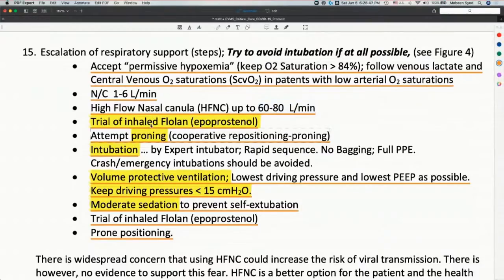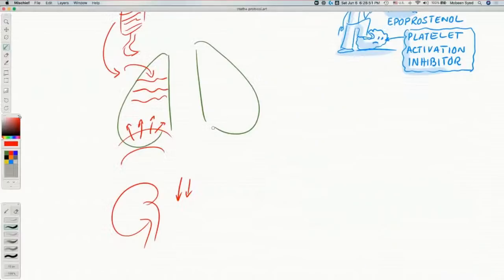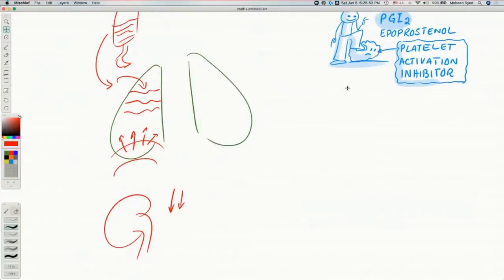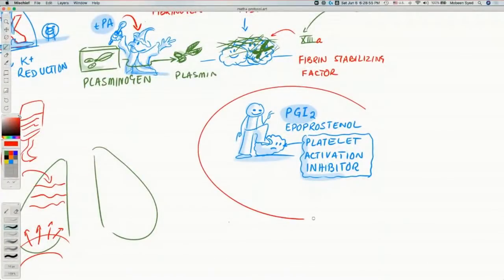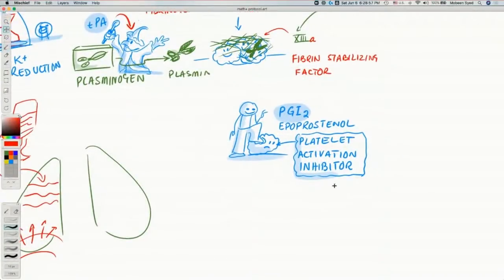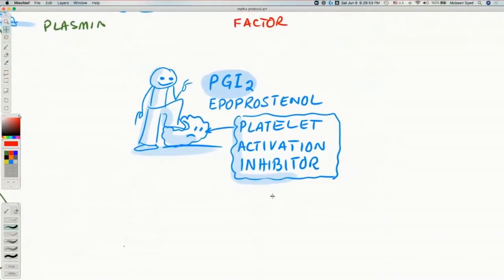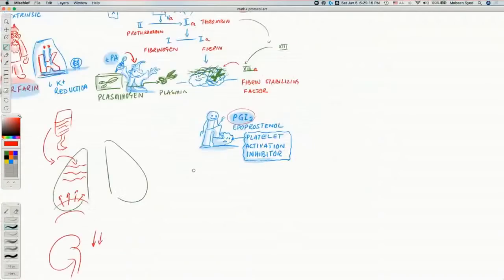Trial of inhaled Flolan or epoprostenol. So what is that? Let's look at that very quickly here. This is my quick diagram for epoprostenol. So what that is, it is a prostaglandin I2 substance. It is produced in our body as well. Yesterday we talked about it. Remember the arachidonic acid from the phospholipid? We actually did that here.